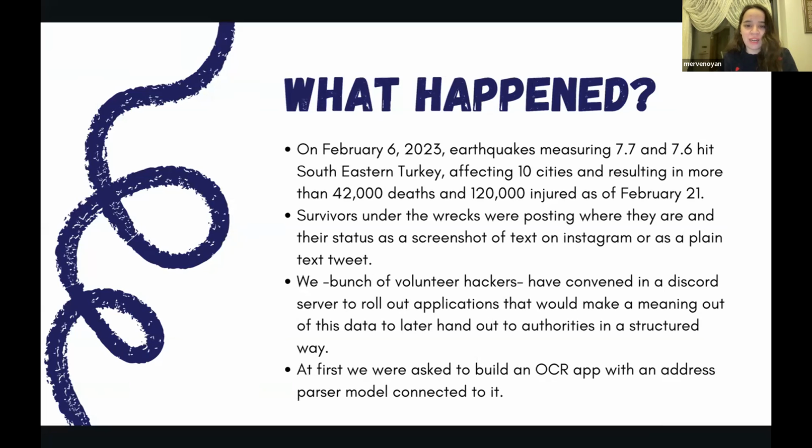And I went there, and we realized the common pattern in how survivors were saying that they were there. Basically they were posting screenshots saying, "Hey, my name is this, and this is my address, and I am still alive. Can you please save me?" And we realized there were a lot of people like this, posting these on either Twitter or Instagram and waiting to be rescued. Then we decided to do something about this big mess of data, because thousands of people were posting, and it was impossible for authorities to actually see all of these in a structured manner.